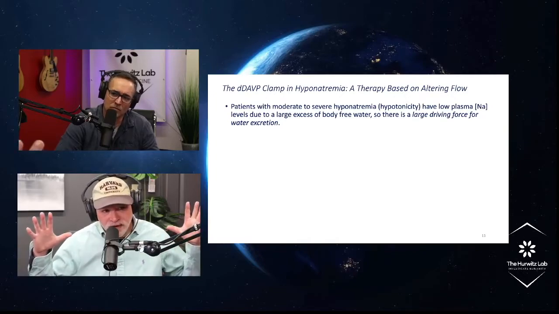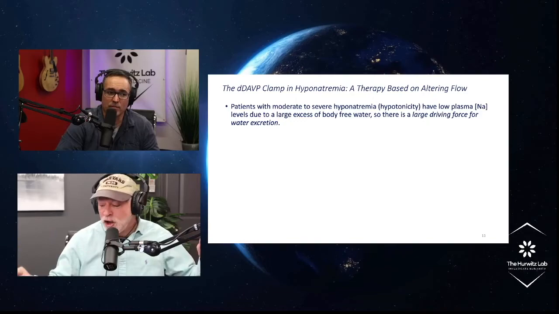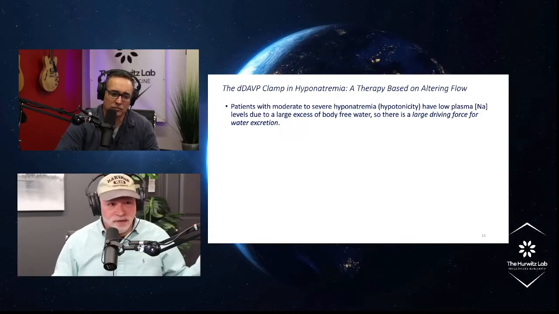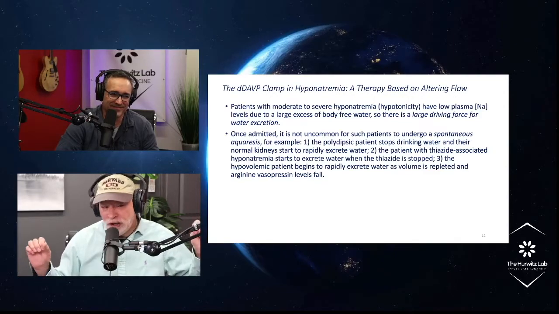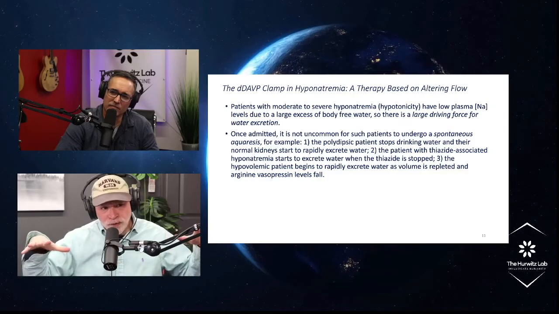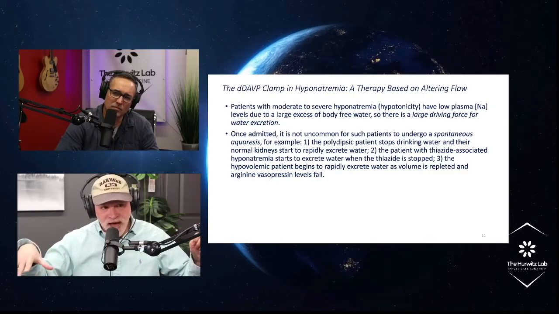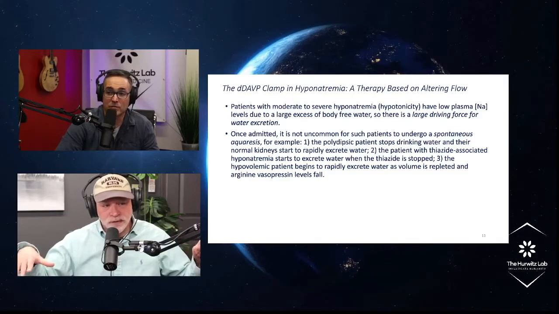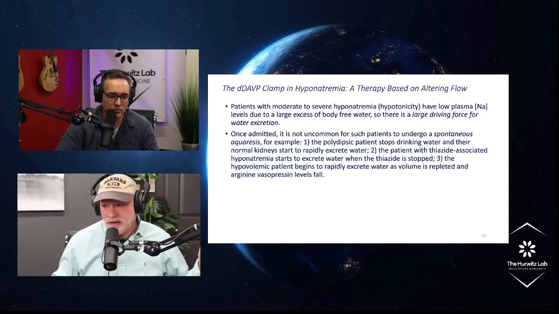So there is a very large driving force for water excretion, because concentration is a driving force. Right, so there's a very large driving force for excretion, ask Fick. But what happens, especially for patients in certain categories, is once they're admitted, they can have a spontaneous aquaresis where they lose water so fast that their sodium concentration or their tonicity overcorrects. And that's dangerous because it can produce osmotic demyelination syndrome.